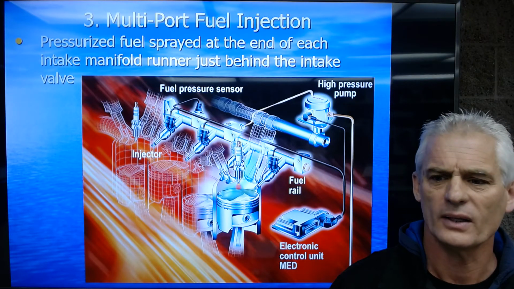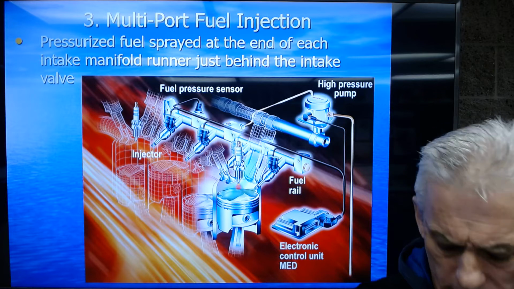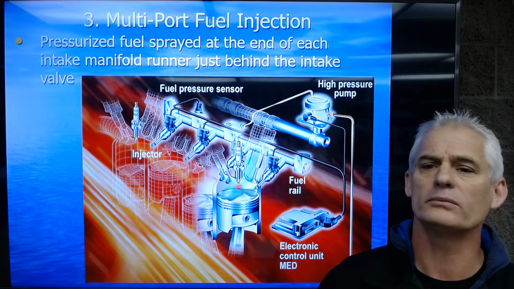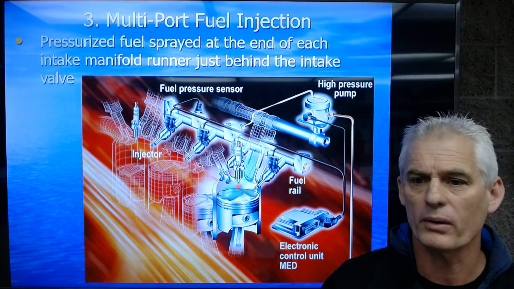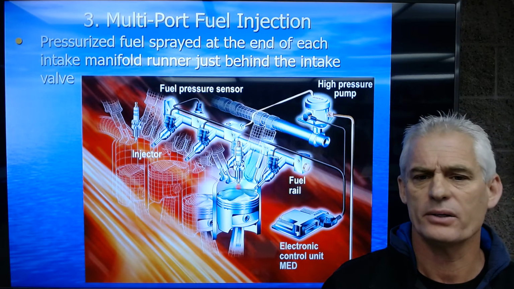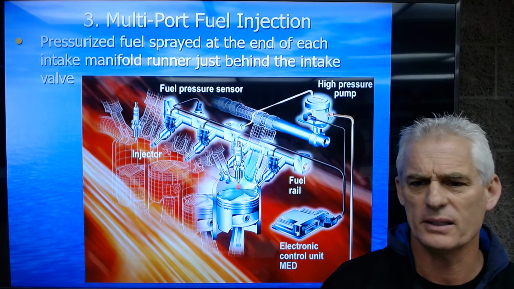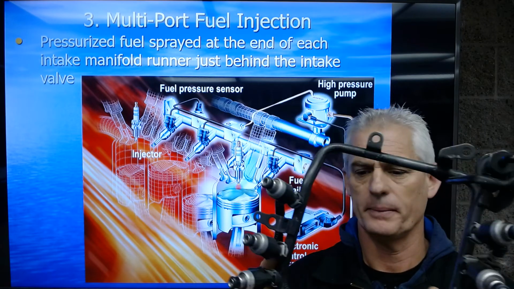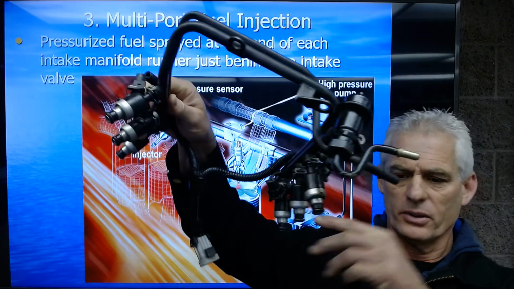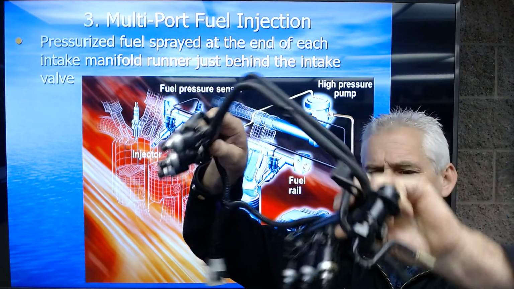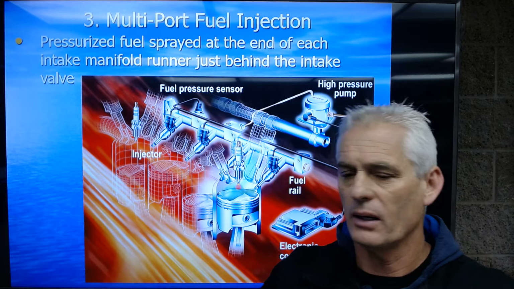All right. So the third and more common fuel system that's used today is what we call a multi-point or multi-port fuel injection system, what people call an MPFI or just PFI. And what it says here is that pressurized fuel is sprayed at the end of each intake manifold runner, just behind the intake valve. And let me show this to you. First, here's a set of injectors. This is off a V6 engine. And so you've got 6 injectors that would spray at the back of the intake valve. And this is known as indirect fuel injection.